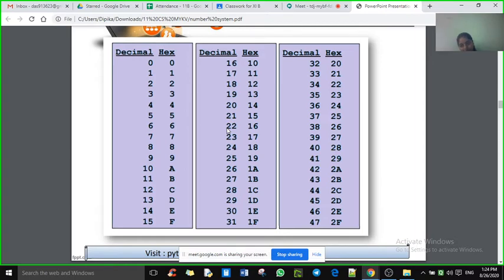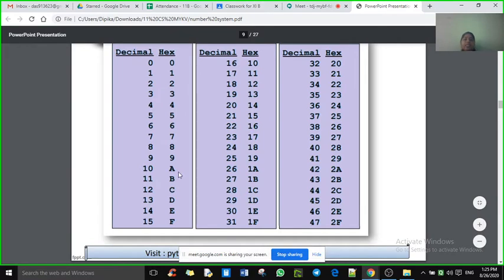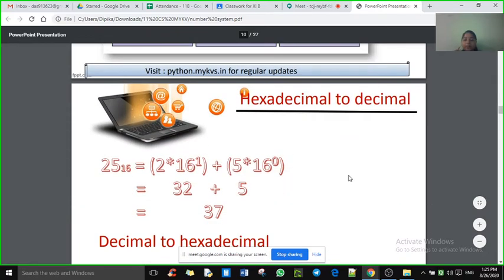Decimal 9, hexadecimal 9; decimal 10, hexadecimal A. So remember, from this point, once you start with 10, it starts from your alphabets. Continue: decimal 11, hexadecimal B; decimal 12, hexadecimal C; decimal 13, hexadecimal D; decimal 14, hexadecimal E; decimal 15, hexadecimal F. Correct. So these are the equivalents of decimal numbers in the hexadecimal number system. And from 16 onwards, we will see how the conversion takes place.